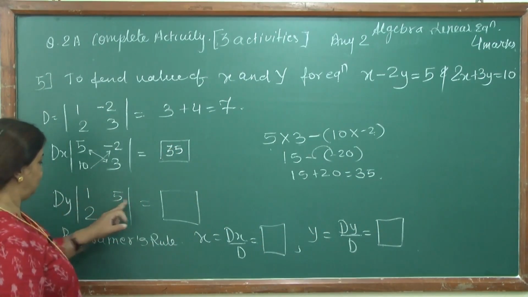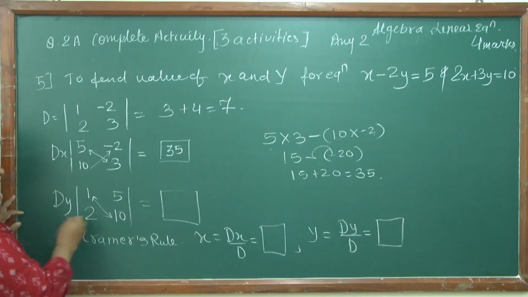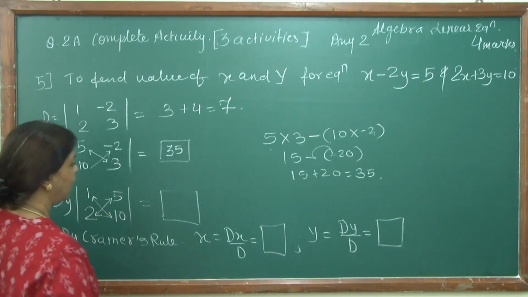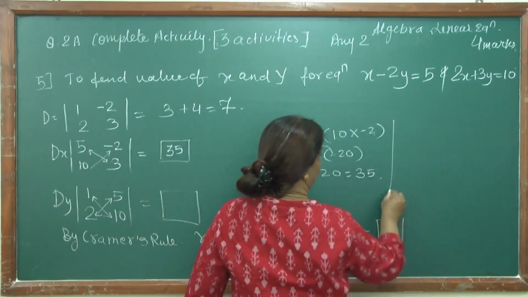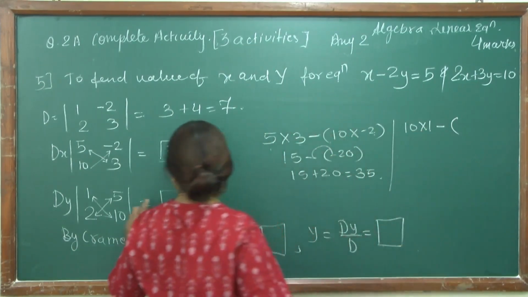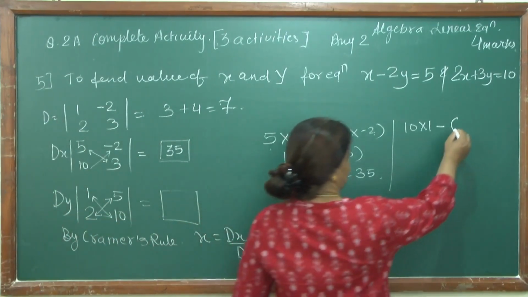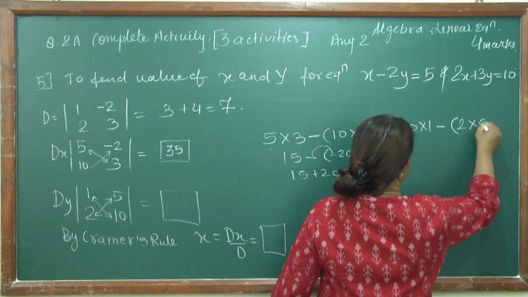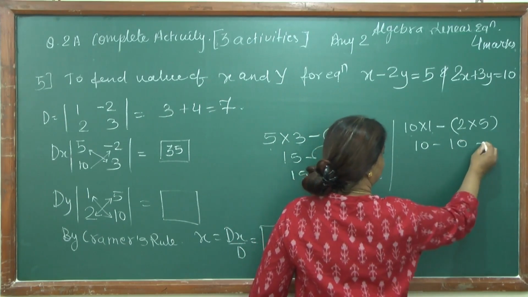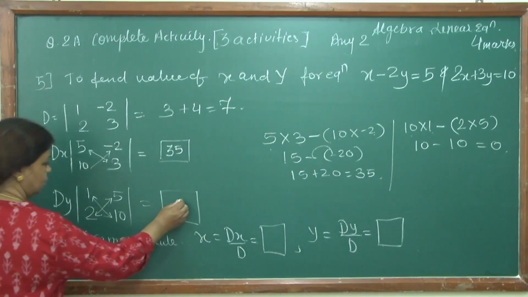Now similarly this will be multiplied with this and this will be multiplied here, and then this and this too. So 10 into 1 minus 2 into 5, 10 ones are 10 minus 2 5s are 10, which is equal to 0. So we got it here 0.